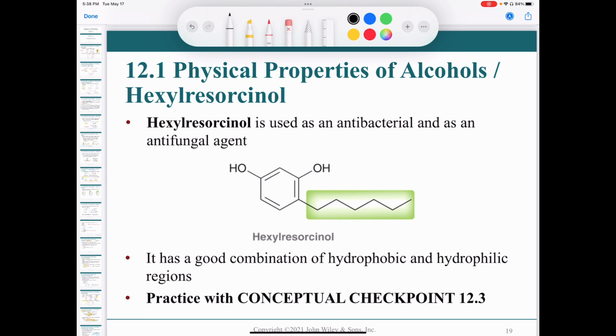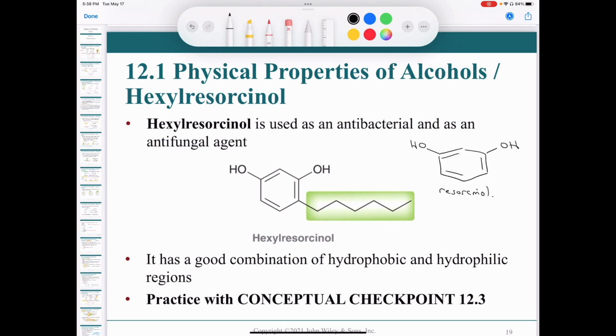Take a look at the example of hexylresorcinol. If you take a look at resorcinol that I have drawn over here now, it is a weak antiseptic or antimicrobial, and it's used in the treatment of skin conditions such as eczema and psoriasis. Placing an alkyl chain on the ring increases its potency as an antiseptic. Studies indicate that the optimal potency is achieved with a 6-carbon chain length. Hexylresorcinol exhibits bactericidal and fungicidal properties and is used in many throat lozenges.